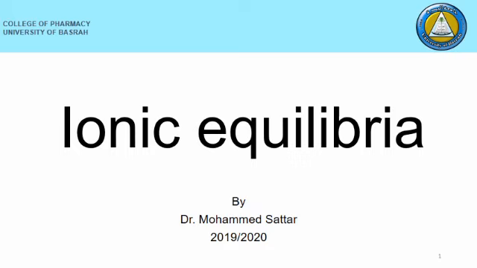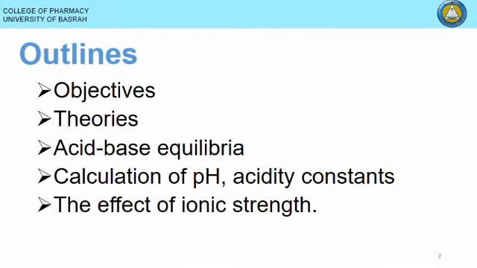This chapter, ionic equilibrium, we took the beginning of it as an introduction, and today we're going to have a quick review of what we had already said and then try to finish the equations related to that subject. In the last lecture we talked about the objectives and the theories and the acid-base equilibria, and today we will try to talk about the calculation of the pH and acidity constants, and finally the effect of ionic strength.